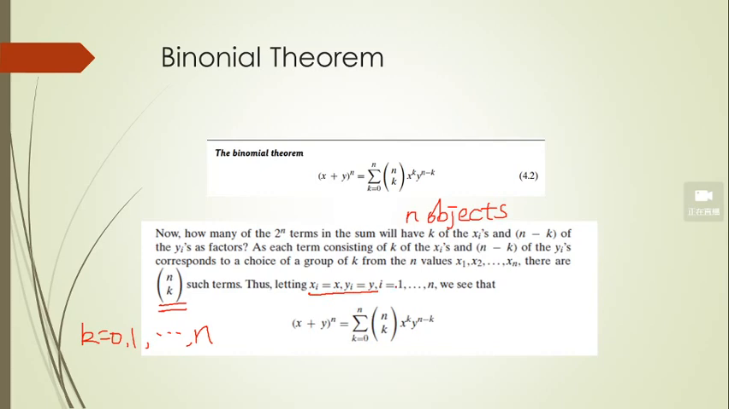And then finally, if we let all the x_i and y_i be the same, like I illustrated for x plus y cubed, then we expand it in this way. Finally we get this term. That actually is the expansion, which we call the binomial series, okay? And sometimes we call this combination n choose k a binomial coefficient.